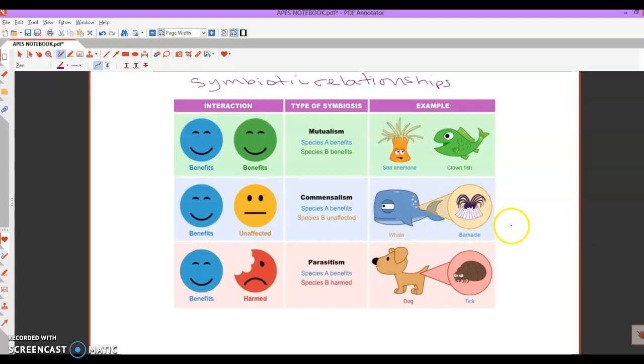Okay? So hopefully you guys understand everything we've talked about in our population ecology, and after this we'll be moving into human populations.